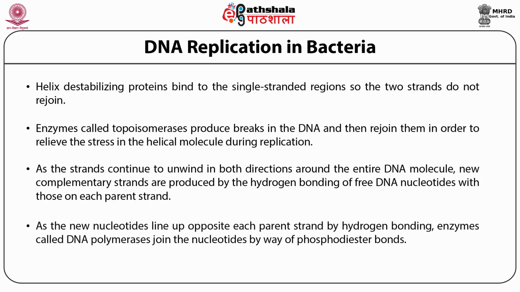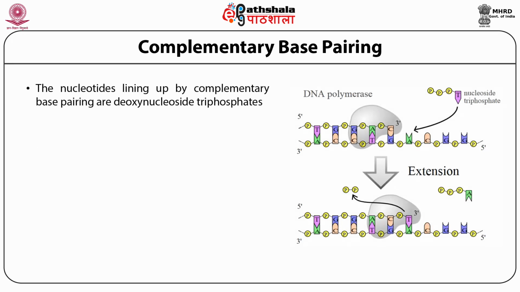Now, as the double-stranded DNA is separated into single-stranded moieties, incoming complementary dNTPs come and line up against the parent strand. These are then joined together by 5' to 3' phosphodiester bonds. Now, this is facilitated by a protein called DNA polymerase. The dNTPs line up against the parent strand by way of complementary base pairing, as we know that adenine base pairs with thymine and guanine with cytosine.